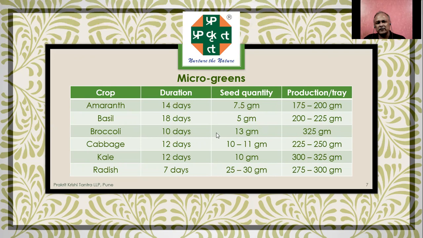Similarly, broccoli takes 10 days approximately. Some 13 grams of seed is required, and it gives 325 grams of production. Cabbage is also similar, 12 days. Here, the number of days I have mentioned is not fixed. It depends on the season and the region. Again, the ambient temperature and conditions, the sunlight availability, and the period of the light also are important. Based on all the conditions which I've discussed earlier, this duration may vary 2 days here and there, but approximately this is the duration required for that much growth.